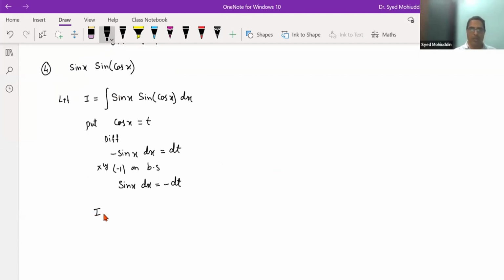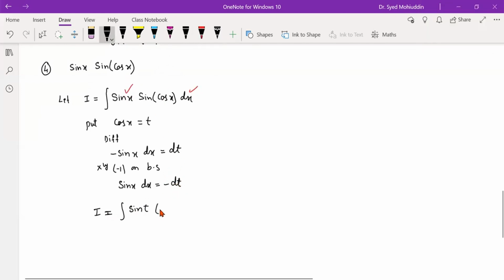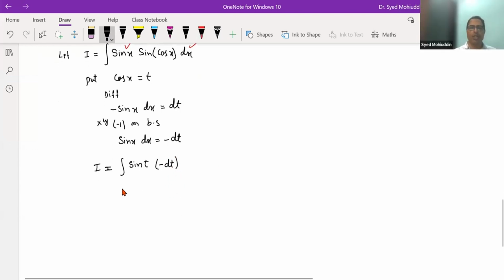Therefore, I is equal to integral of, first I'll write this composite function. It is sine of cos x. Cos x is t, so sine t it becomes. Then this sine x along with the dx. So sine x dx value will be what? It is minus of dt. However, the minus sign you can just take outside and rewrite this as integral of sine of t into dt, which will be nothing but minus as it is.